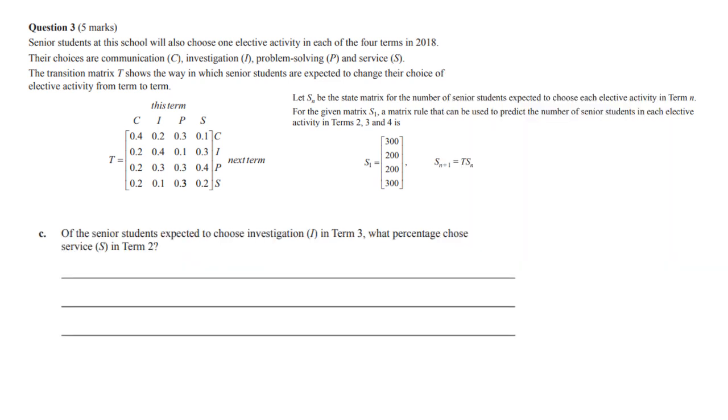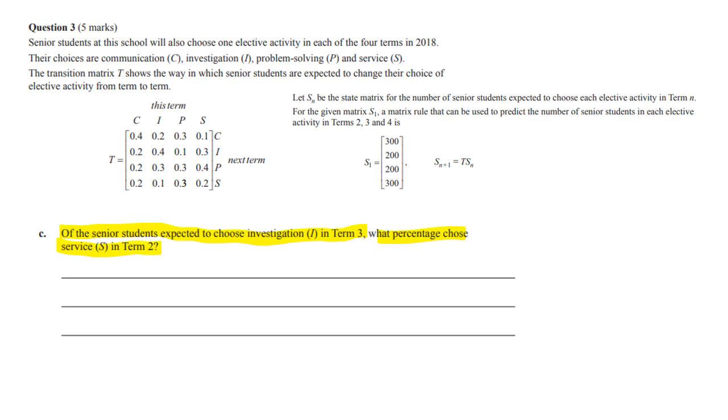Now, I've done a similar question to this earlier, and it was even more disastrous in this one. 86% of people got this wrong. Wow. So pay attention to this. It's one of those ones. Of the senior students expected to choose investigations in term 3, what percentage chose services in term 2?